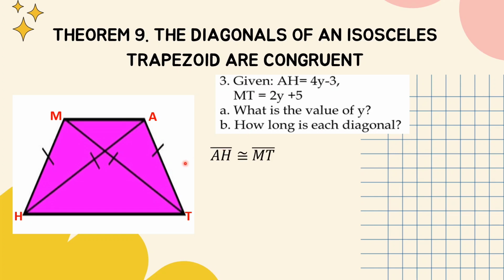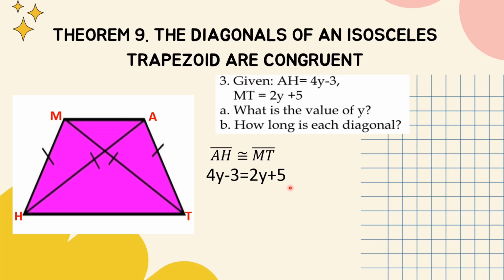As you can see, based on the theorem, the diagonals of an isosceles trapezoid are congruent. So if the two diagonals are congruent, it means their measures are equal. So we have to use the representation of AH, which is 4y minus 3, and the representation of MT, which is 2y plus 5. So we have 4y minus 3 equals 2y plus 5 as our equation.